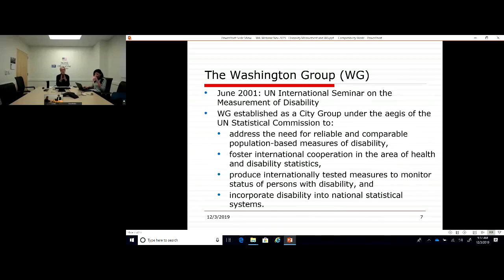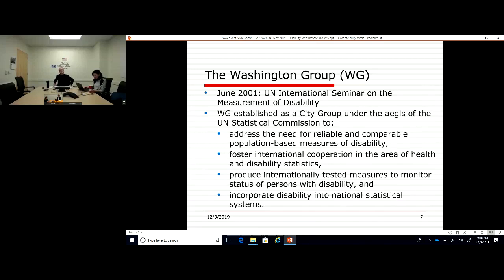So just a little background about the Washington Group. Back in 2001, around the time that those data were collected that I showed you on the previous slide, there was a UN international seminar on the measurement of disability. And it was clear at that seminar that there was no consistency in the way countries around the world were collecting disability data.